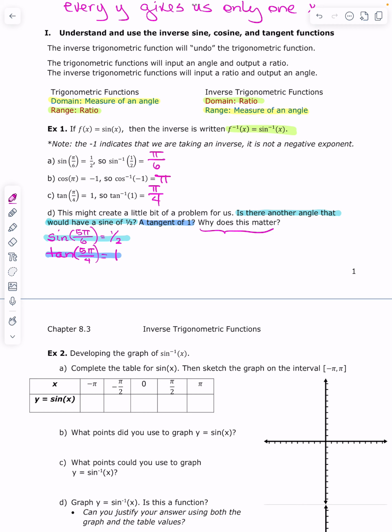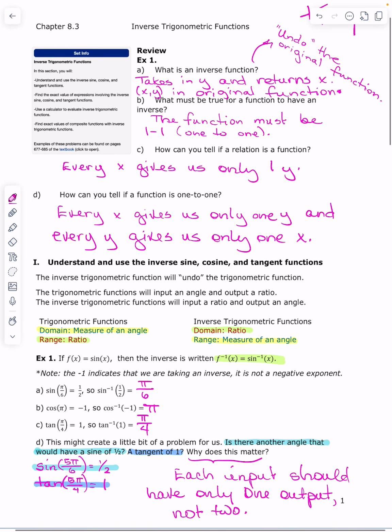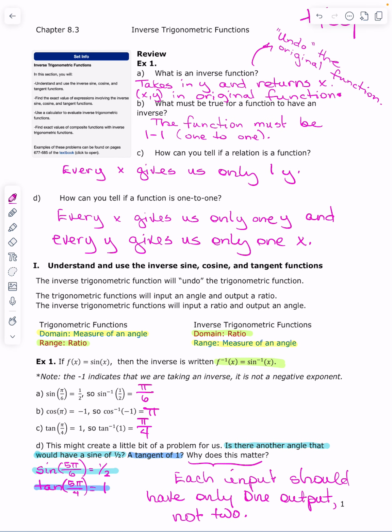Why does this matter? Because each input should have only one output, not two. So each of those ratios should only give us a single angle. And we're going to take care of that in just a minute.